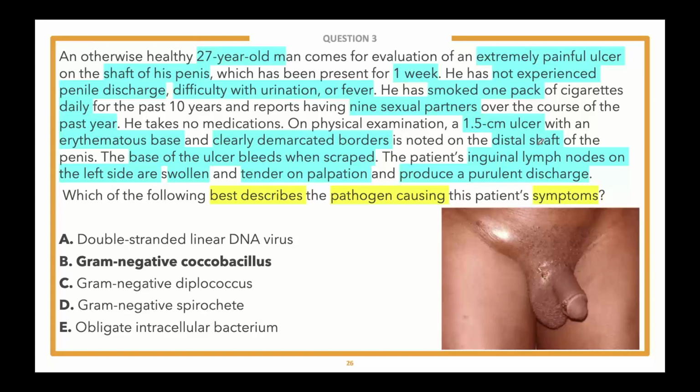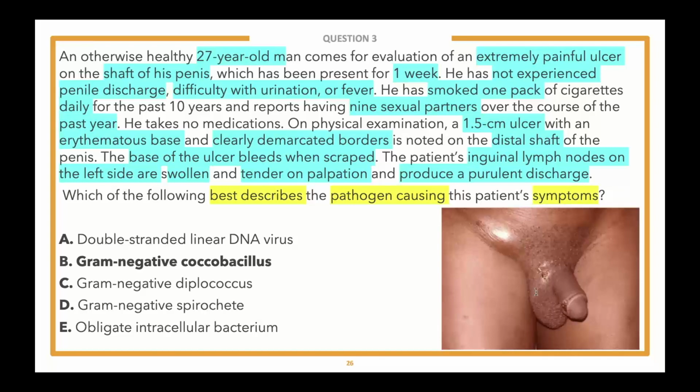So let's talk about the other answer choices and why those are incorrect, maybe what you were thinking there. Answer choice E, obligate intracellular bacterium, is likely getting at chlamydia. Now remember, we said there are certain serotypes of chlamydia, L1 to L3, that can cause lymphogranuloma venereum. But again, those ulcers are generally painless. Answer choice D is getting at Treponema pallidum, the pathogen for syphilis.